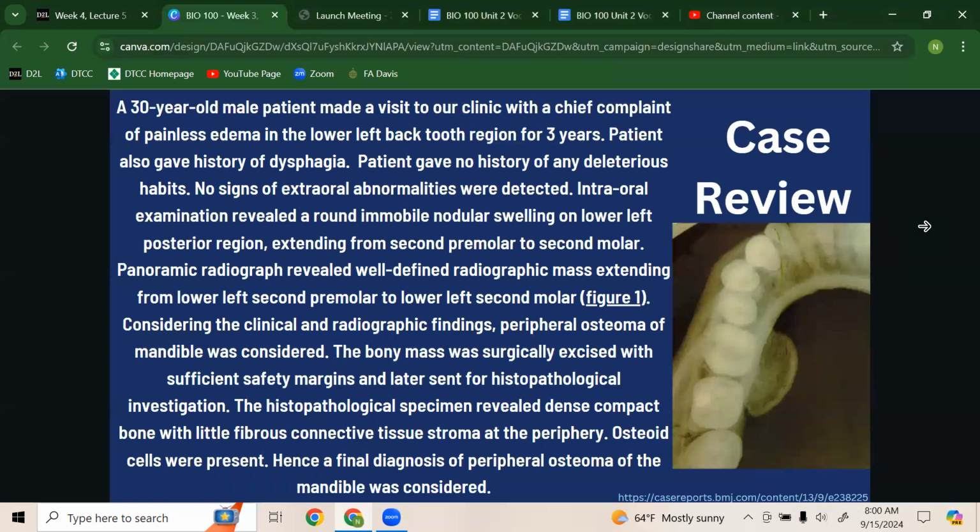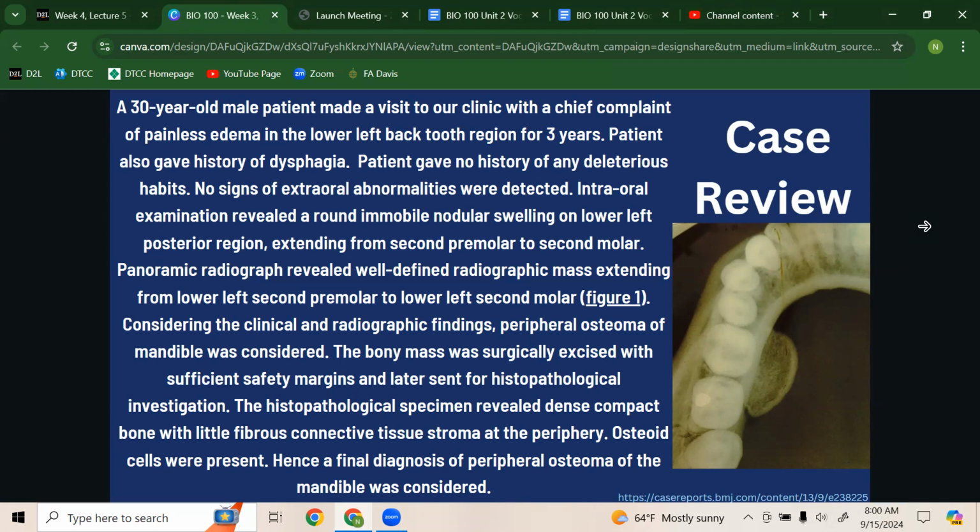Intraoral examination revealed a round immobile nodular swelling on lower left posterior region, extending from second premolar to second molar. Panoramic radiograph revealed well-defined radiographic mass extending from lower left second premolar to lower left second molar. Considering the clinical and radiographic findings, peripheral osteoma of mandible was considered. The bony mass was surgically excised with sufficient safety margins and later sent for histopathological investigation.